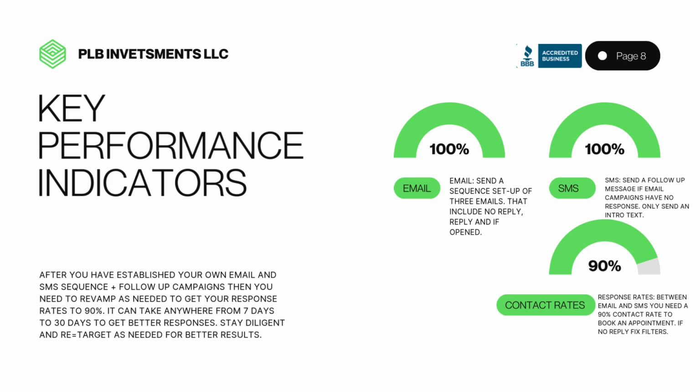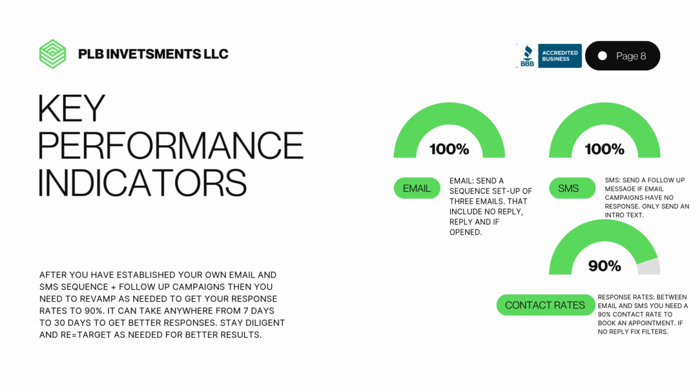So, running your emails, you want to send an email sequence setup of 3 emails that will include no reply, reply, and if opened. When you're doing your SMS campaigns, you want to send a follow-up message only if the email campaigns are getting no response. Then you only send an intro text: "Hey, my name is, this is my business, and I'm looking to buy properties in XYZ area. Are you interested in selling your property?" Simple intro. If they reply yes, then you can continue the conversation.